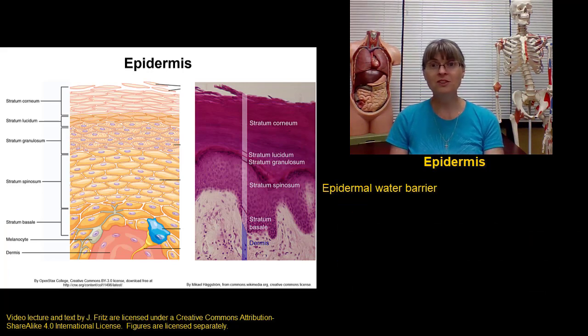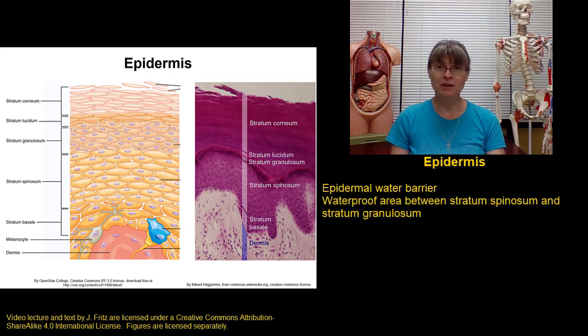There's one more important feature of the epidermis I want to discuss before we move on to looking at a different part of the skin, and that is the epidermal water barrier. The epidermal water barrier is a waterproof barrier that forms between the stratum spinosum and the stratum granulosum. And this is what prevents our internal fluids from leaking out and what prevents us from sucking up water if we are taking a bath or going for a swim.